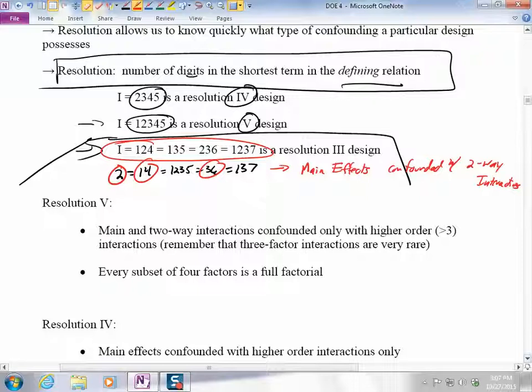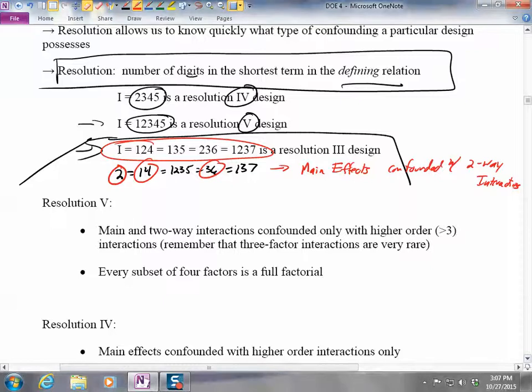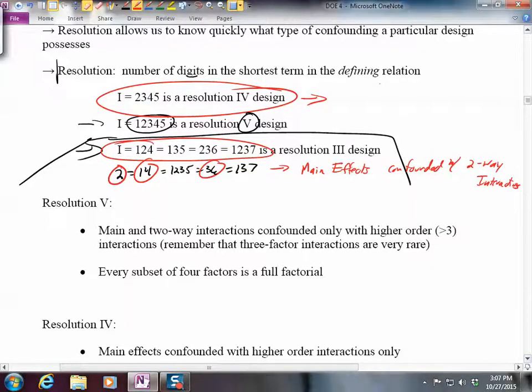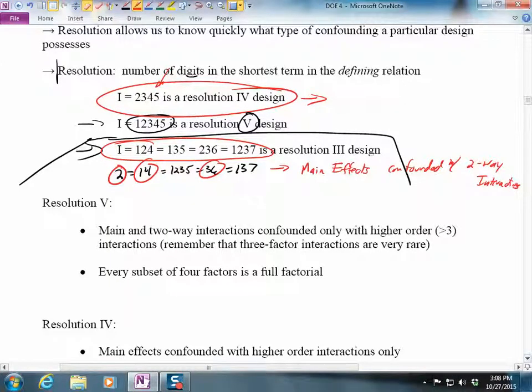Okay. So if we go up to resolution 4, a resolution 4 design, main effects are confounded with what? Three-way interactions, right? Could be 4-way or it could be more, but the worst case scenario would be for x2, x3, x4, and x5, right? And they're confounded with 3-way interactions.